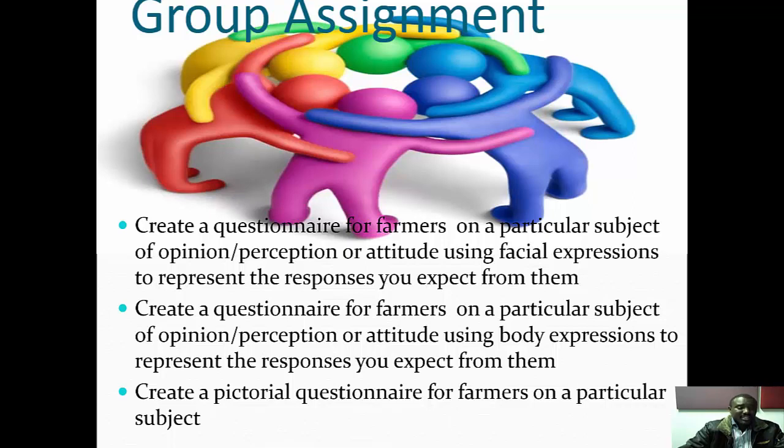And the third group has to create a pictorial questionnaire for farmers on a particular subject. This questionnaire will only be pictures, no words. So you must know this also demands your skill and ingenuity.